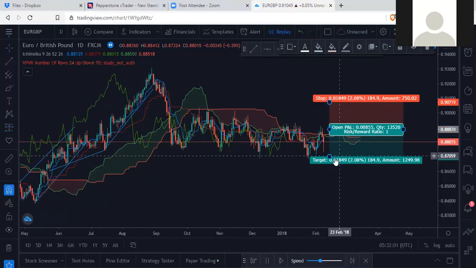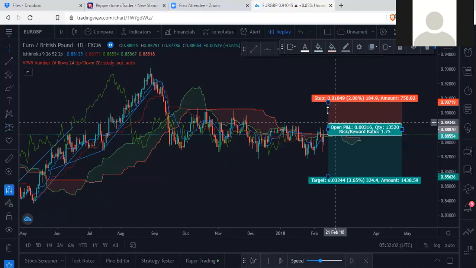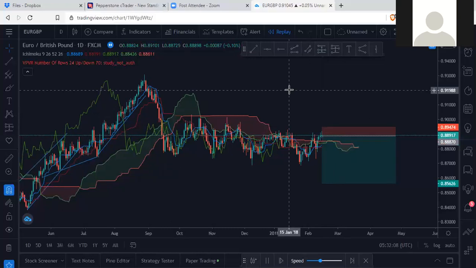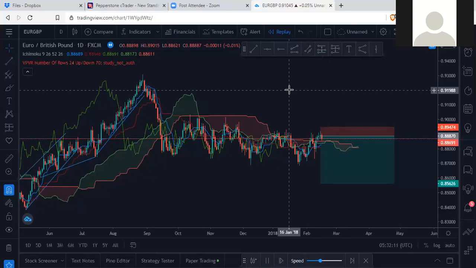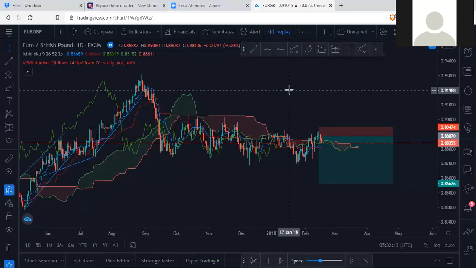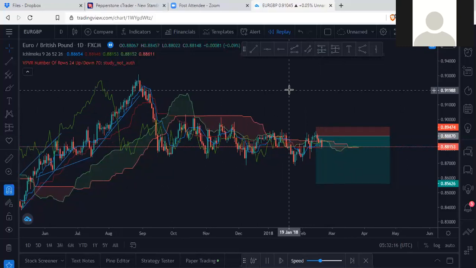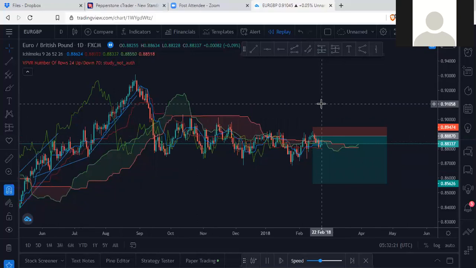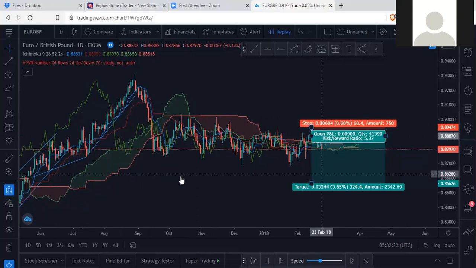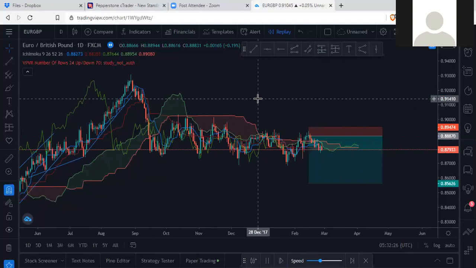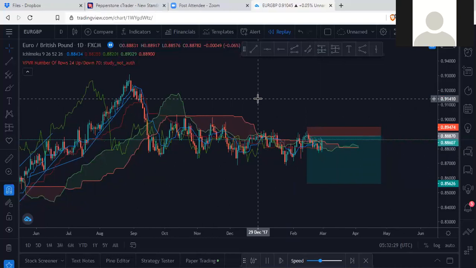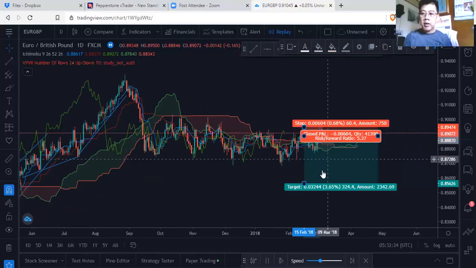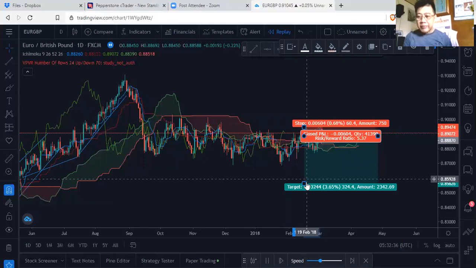Sell. Okay, sell. Stop. Stop loss here. Okay. It's a winning already, but we are in a ranging market. With profit here, let's see if this is a winner. This is a loss.